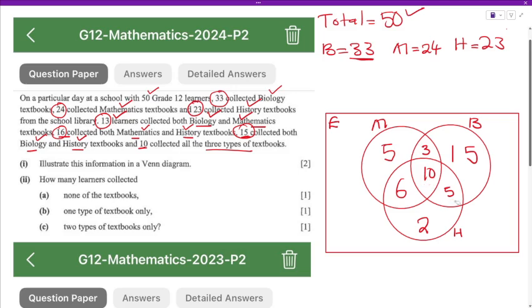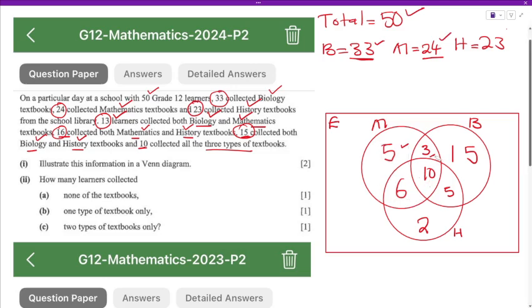Then I go to the set for, so I can check mark this one. I go to math. Math, the total should be 24. I'll add everything in math. So I'll say 5 plus 10, that is 15. 15 plus 6, that is 21. 21 plus 3, that gives me 24. What was I supposed to get? 24, meaning I'm correct. Okay, I know all the values in math are correctly placed.